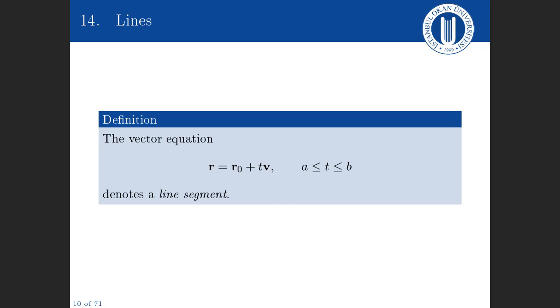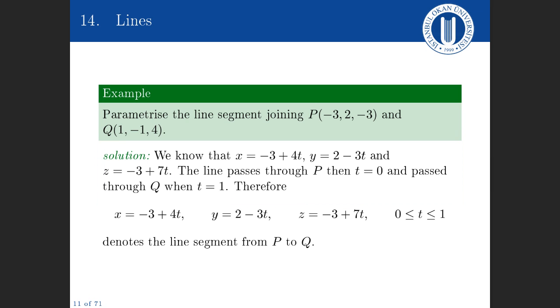Now, up to now, we've been letting t be any number between minus infinity and infinity, but that doesn't have to be the case. We might restrict t to be between 2 numbers, between a number a and a number b. That would be a line segment. For example, parameterize the line segment joining the point P and the point Q. These are the same points P and Q from the previous example.